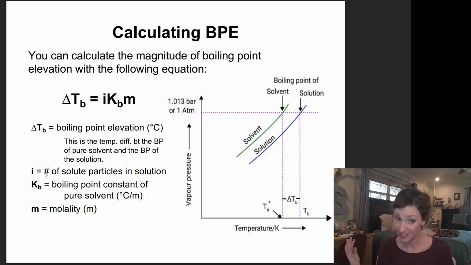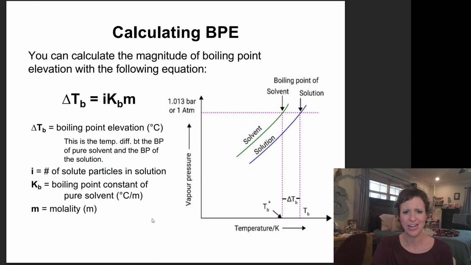Kb is a constant. We love a constant, which means I will feed that to you on a platter. It is the boiling point constant of whatever that solvent is in its pure state. And then little m, we've seen this before. This is molality. And once again, molality is the number of moles of solute over the kilograms of solvent.